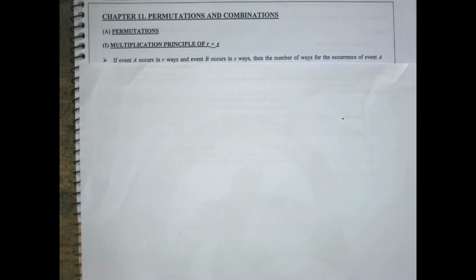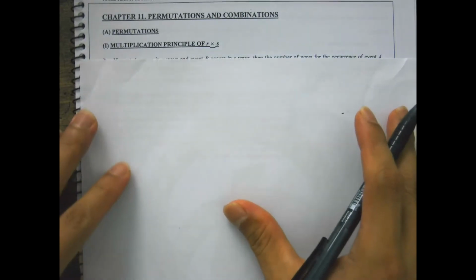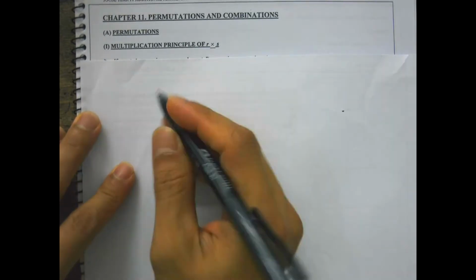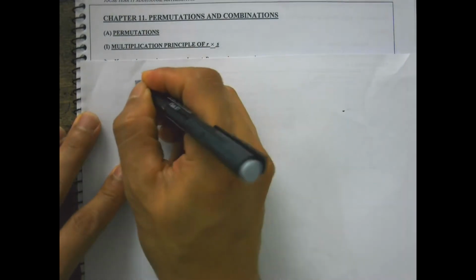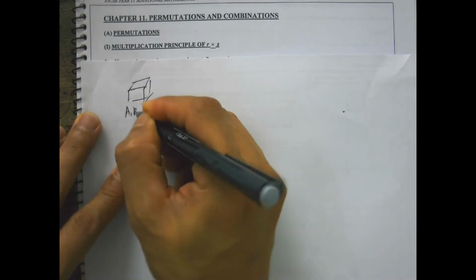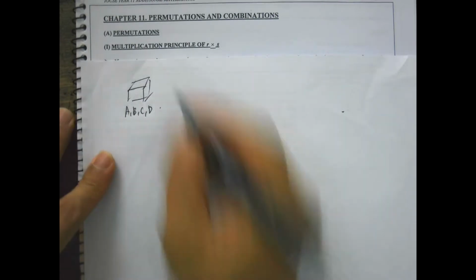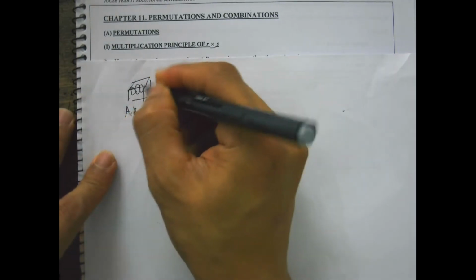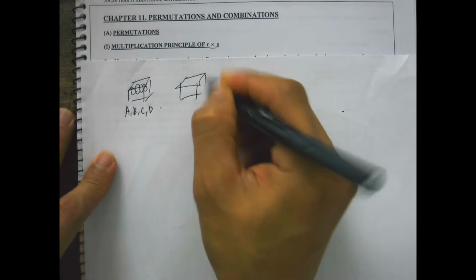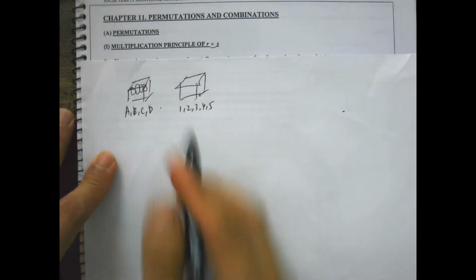So, for example, let's talk about drawing something from a box. Let's say you have a box with cards, letter cards. Let's say the letters are A, B, C, D. You have 4 cards. And then you have another box here with 5 number cards. So I'm going to draw one item from here and one item from here.